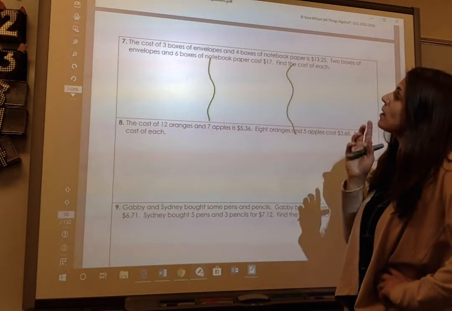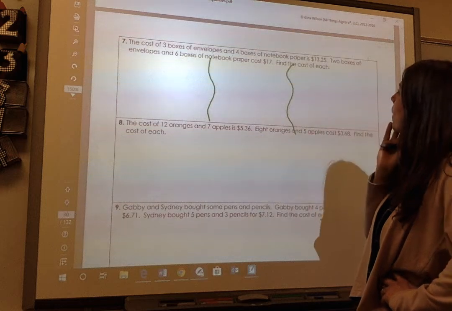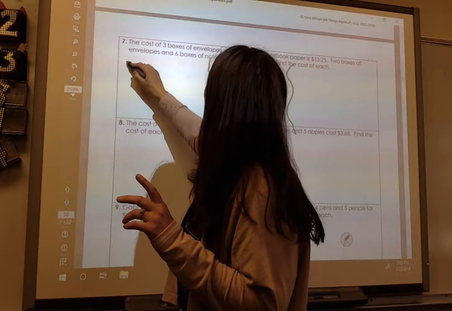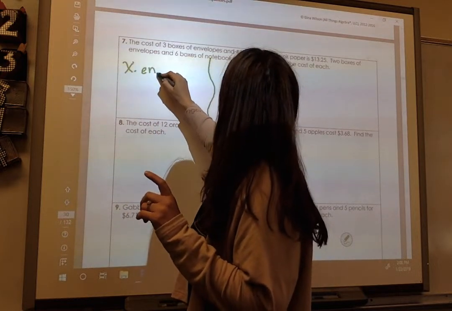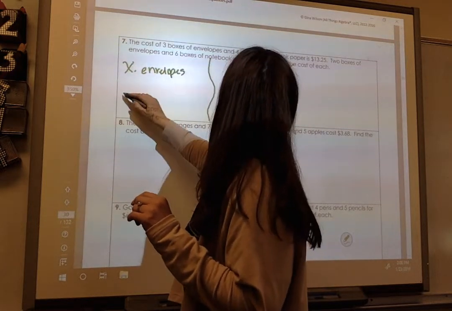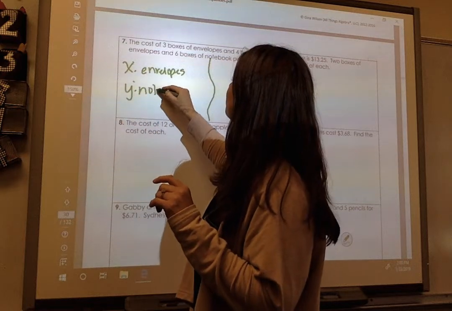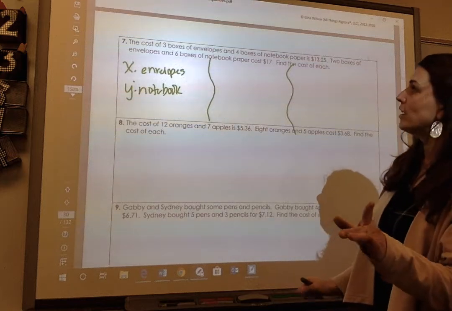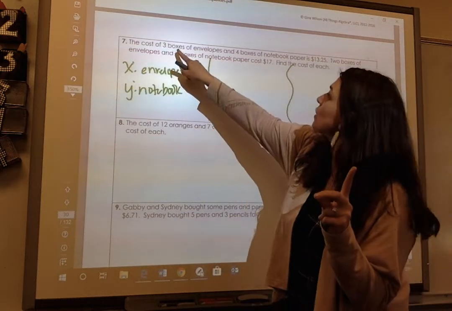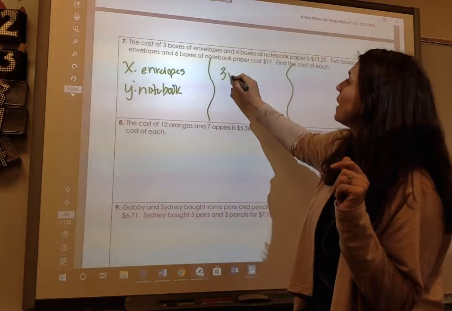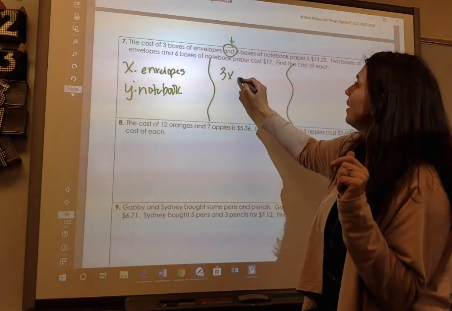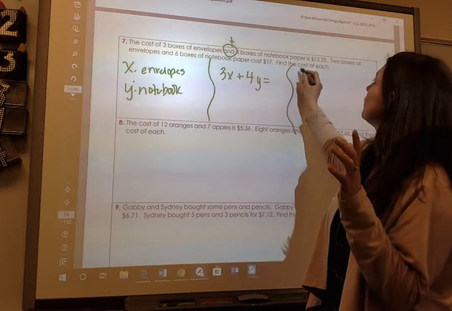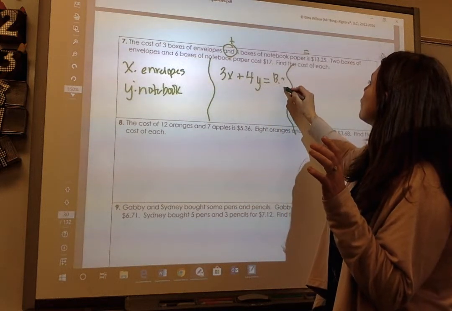It says the cost of 3 boxes of envelopes and 4 boxes of notebook paper. So what are the two things we're talking about? I'm going to make X be envelopes, and I'm going to make Y be notebook paper. Okay? So now the first equation is a literal translation, and it says 3 boxes of envelopes, 3X, and means addition, and 4 boxes of notebook paper, which is Y, is, which means equals, $13.25.